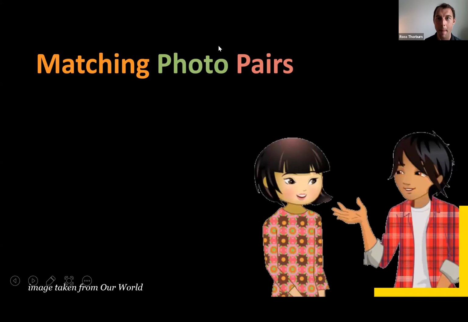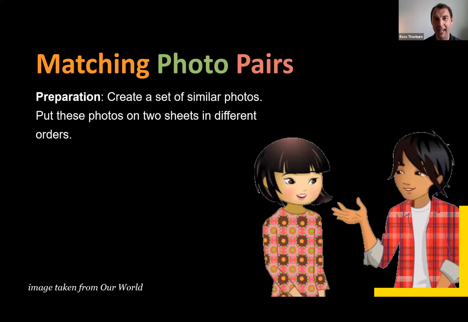I call this one matching photo pairs. All right, so this one, we're going to get you to describe lots of images. So what you need to do is get a set of photos. So it could be any photos really, and just put those photos in 2 different sheets, 2 different bits of paper, but in different orders. Okay, so you've got version A and version B of a sheet. Version A has got the photos in one order. Version B has got the photos in another order.